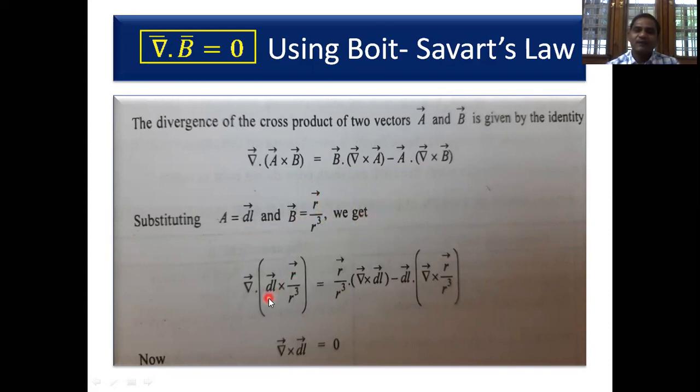So then you will write del bar dot (dl bar cross r bar by r cube) equal to, from the above formula, r bar by r cube dot (del bar cross dl bar) minus dl bar dot (del bar cross r bar by r cube). But here, in the first term, curl of dl bar equals 0. Then you will have on the right side only minus dl bar dot (del bar cross r bar by r cube).